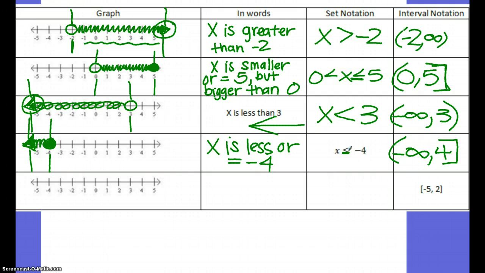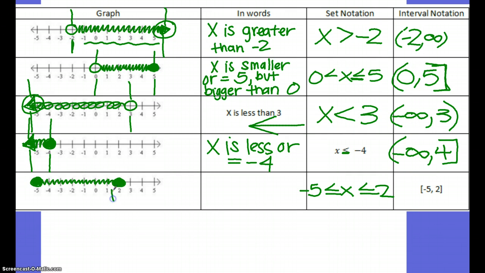This last one, let's start by putting the x in between. So x is in between negative 5 and 2. And then we're going to keep the less than symbols. And because there's brackets on both the negative 5 and the 2, we're going to put equal to on both. So we come to our graph, we're going to circle the negative 5, and we're going to circle the 2. And then we want to include everything in between negative 5 and 2.